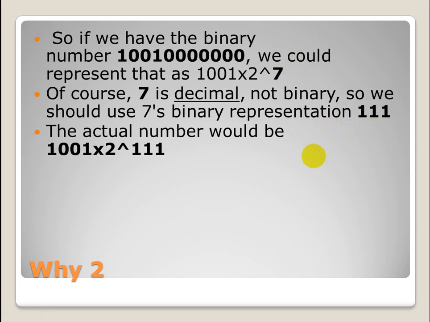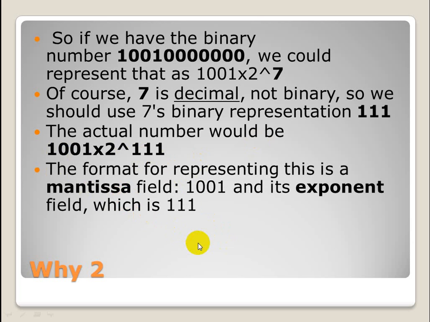Now, what is this all about? It boils down to real numbers, and real numbers we need to store in binary, obviously, and when they have a decimal part, we need to ensure that there is the greatest accuracy possible. That is why we end up with what's called the real part, the mantissa, with its exponent part. It all boils down to accuracy and range, and we'll talk about that later. The format for representing this is a mantissa field, 1001, and its exponent field, which is 111. I refer to this as a part or a field, and that as a part or a field.